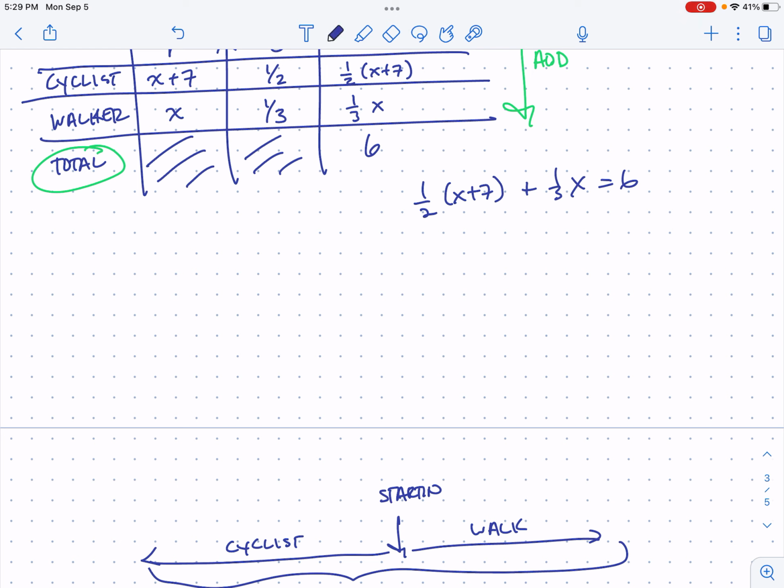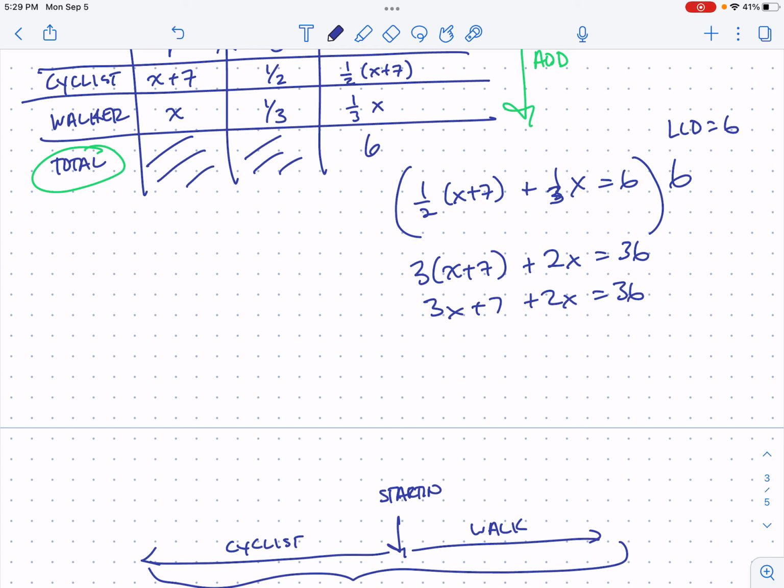I'm going to solve that by multiplying through by my common denominator. My least common denominator is 6, so I'm going to multiply everything in there by 6, which is going to give me 3 times (x plus 7) plus 2x equals 36. So 3x plus 7 plus 2x equals 36. That's 5x is equal to, we're getting a little bit of a weird number here. That's what, 29? Oh, that's not right. Lost my mind. Sorry about that. I did not distribute the 3. I get 3x plus 21 plus 2x equals 36.